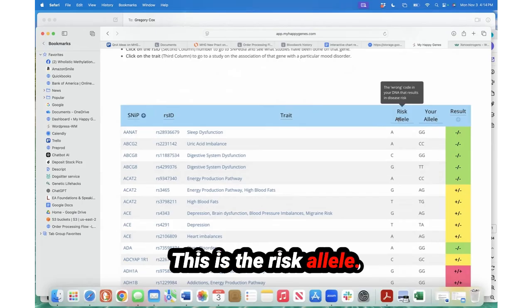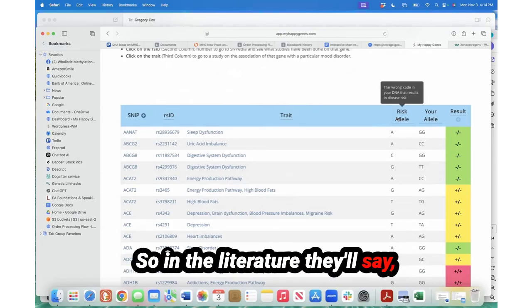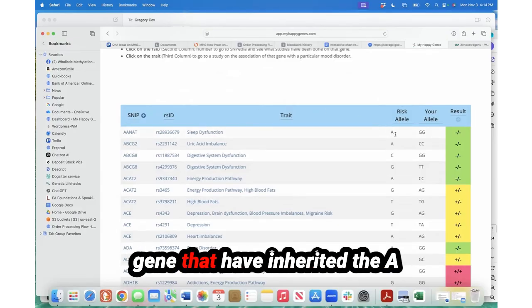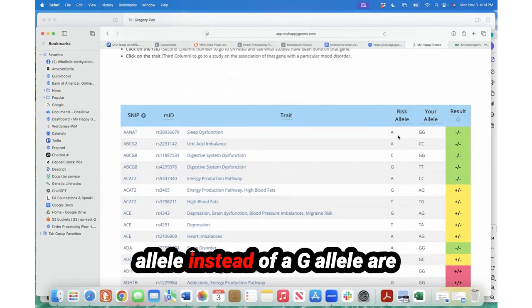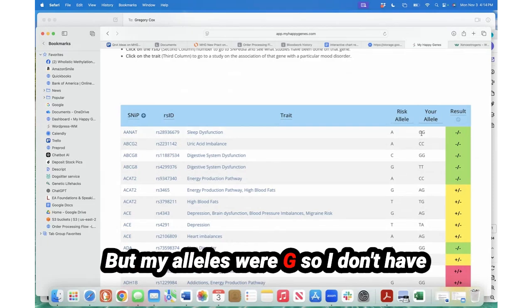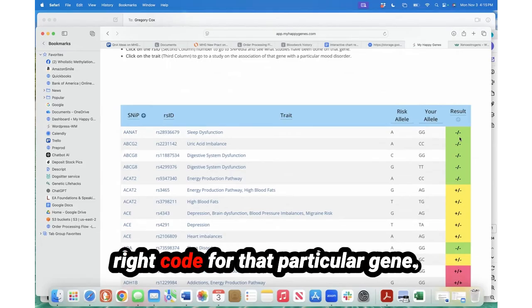This is the risk allele. That's the wrong code in your DNA. So in the literature, they'll say, oh, people that have that ANAT gene that have inherited the A allele instead of a G allele are going to have issues with sleep. But my alleles were G, so I don't have any of the risk alleles, so it comes up green, which means that I got the right code for that particular gene.